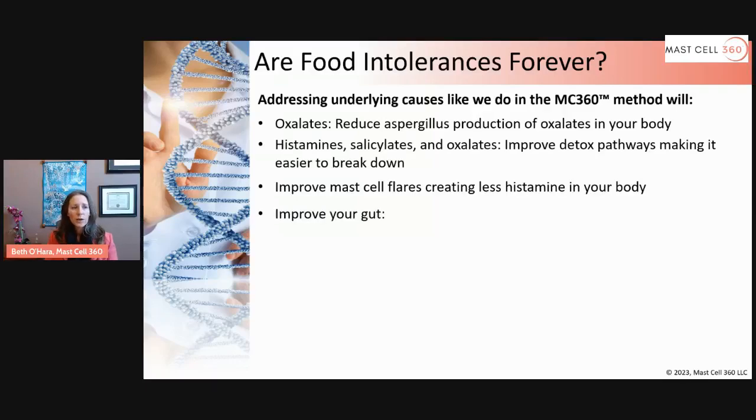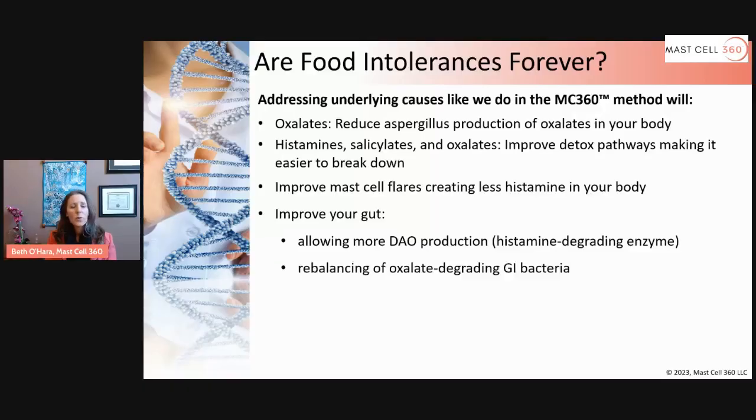Then when we improve our gut, we can produce more DAO, which degrades histamine. We can rebalance the oxalate degrading bacteria in the gut, so the ones that eat oxalates, so that can allow us to have more room for more oxalates. And if we rebalance our gut from SIBO, it means that we can recover from FODMAP intolerance.